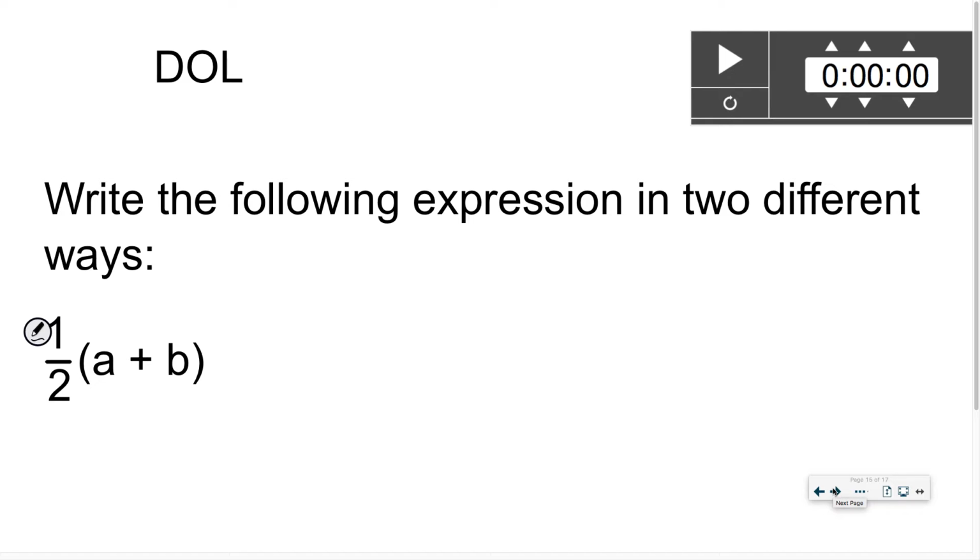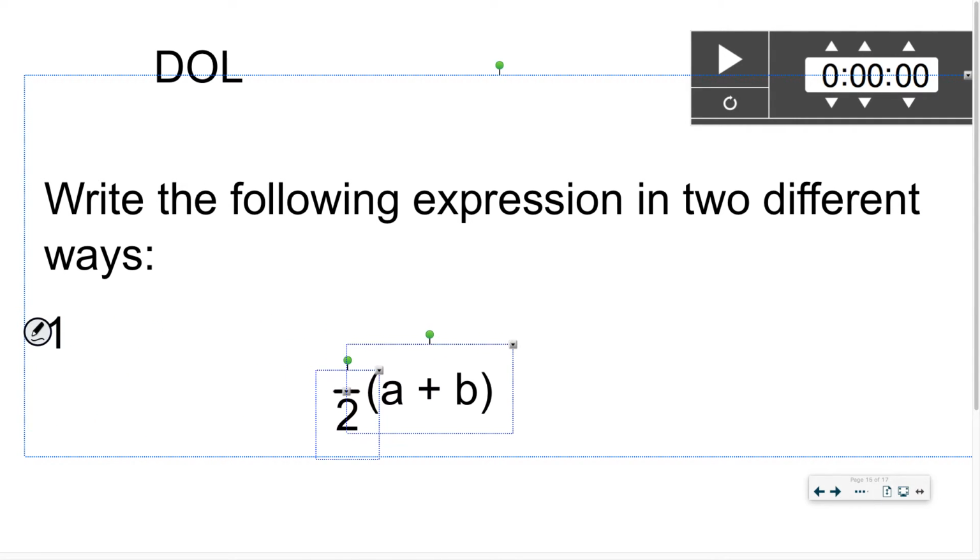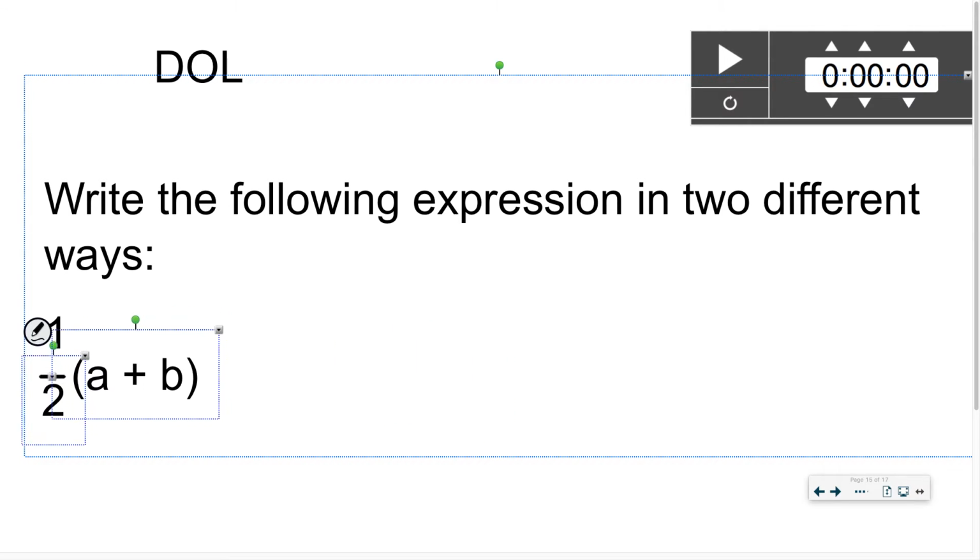So this is on your DOL paper. You have your paper. Oh no, the one is left alone. Oh no, I can't do that. It's Wednesday.